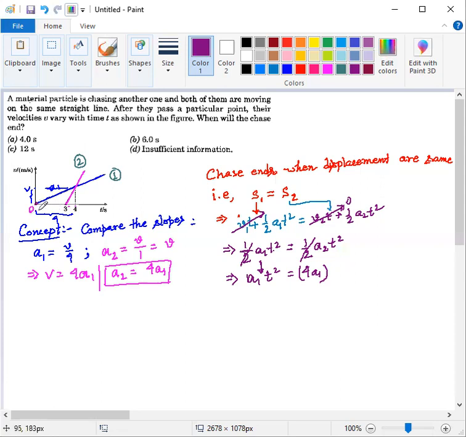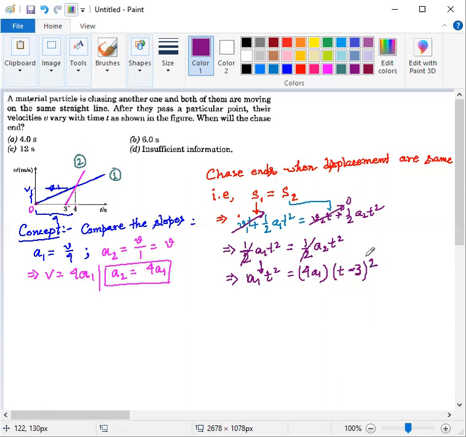The unit is 3 units. So we can write the value of time for particle 2 in terms of the time for particle 1, that should be equal to t minus 3. We can get this from the graphical transformation theory.